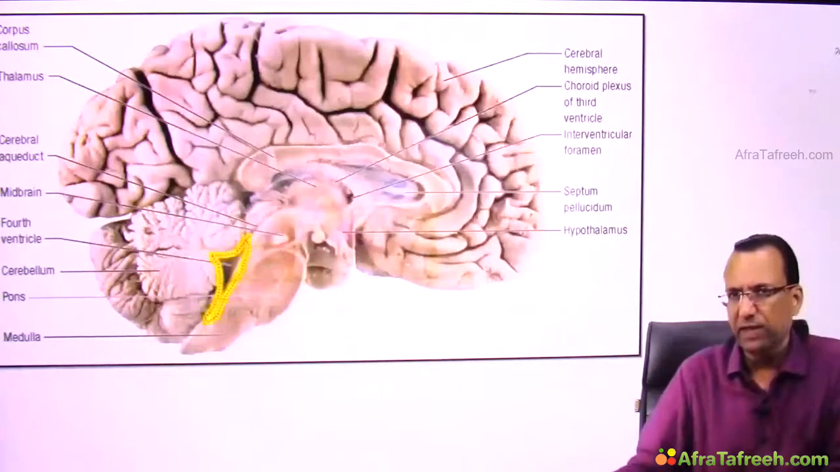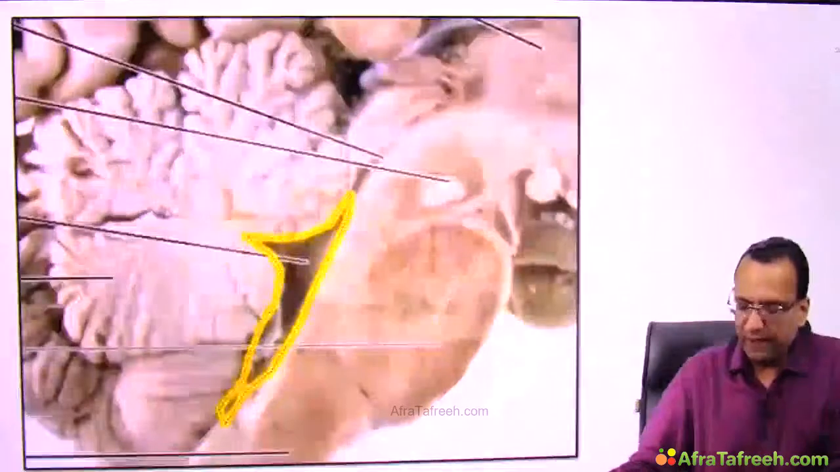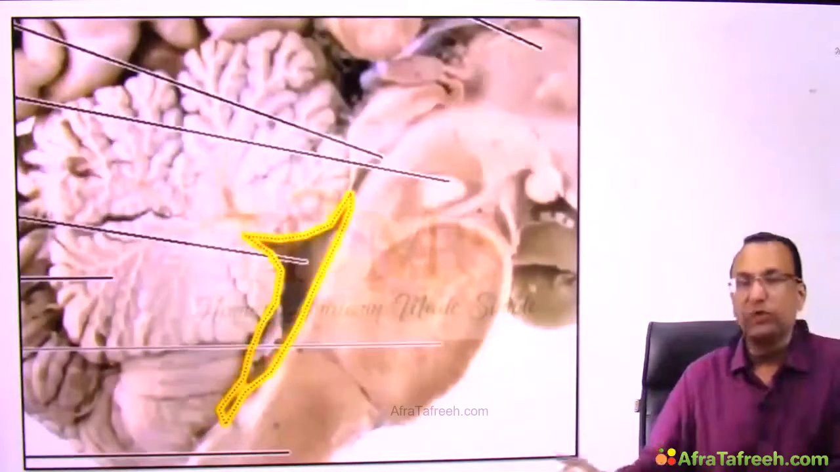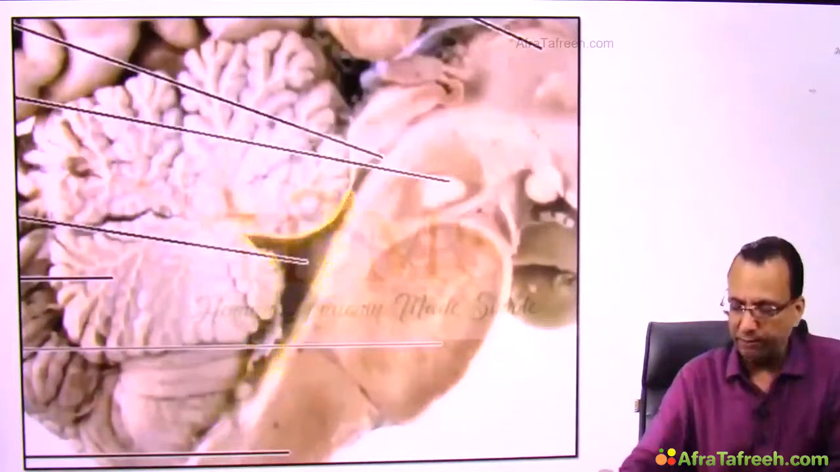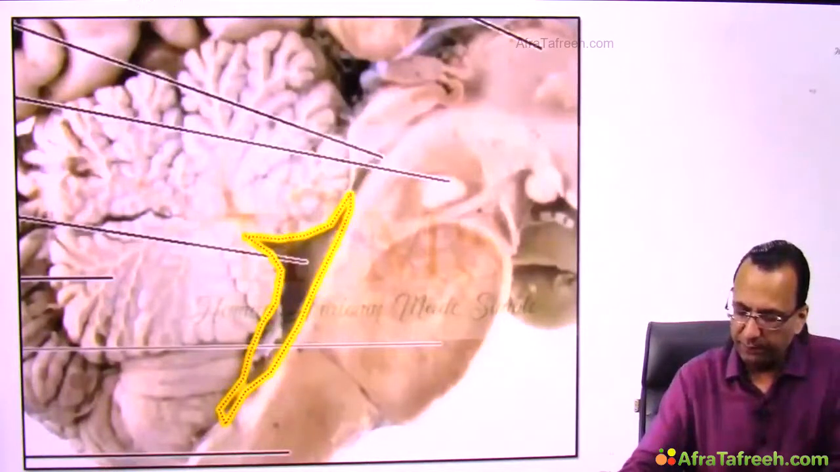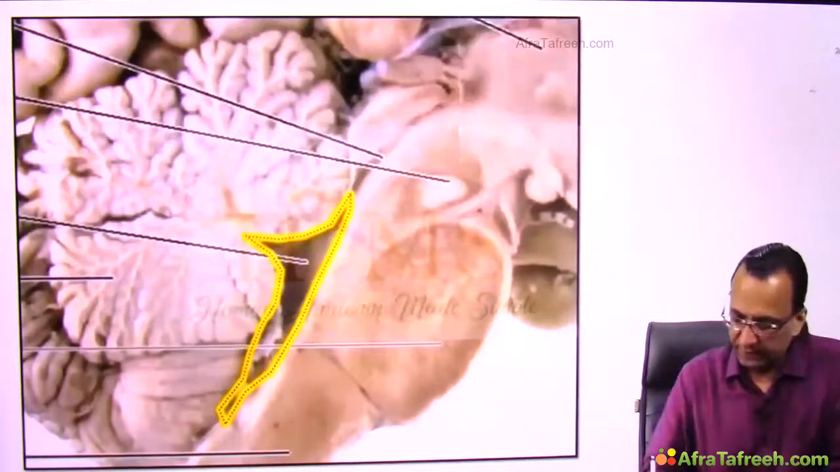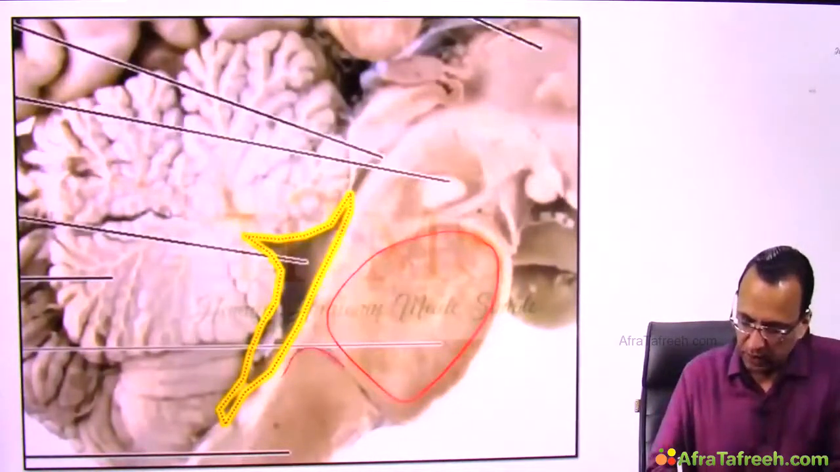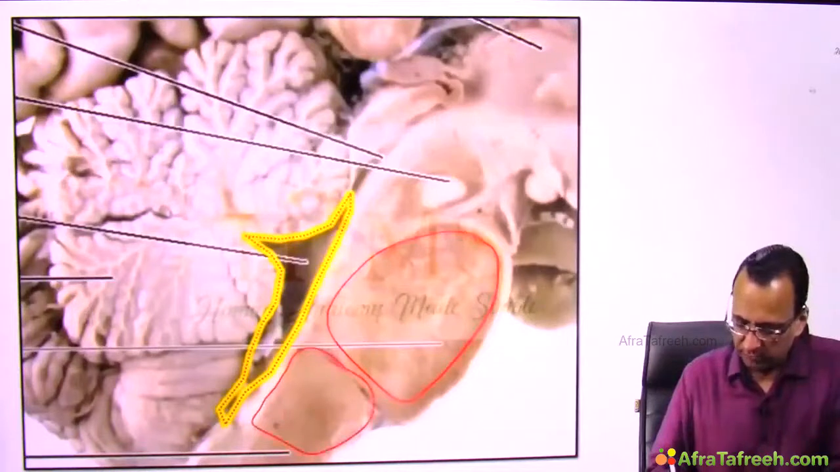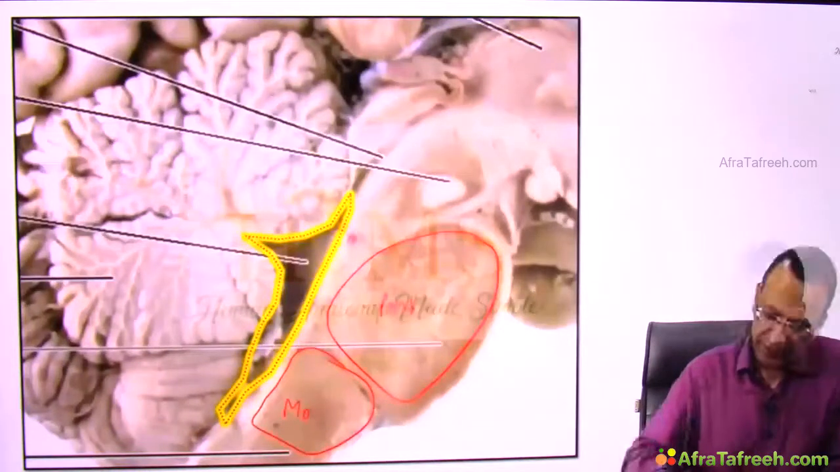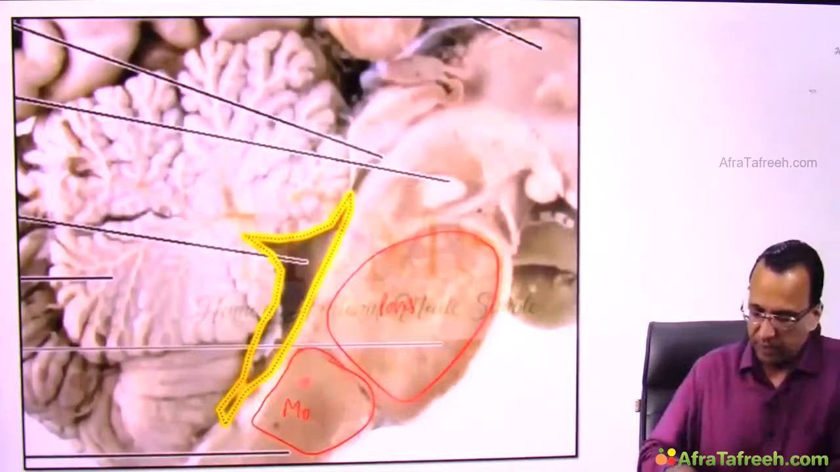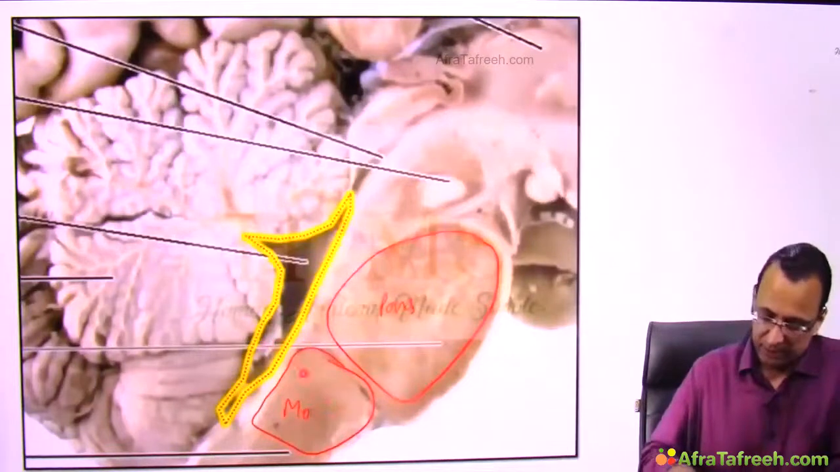Let us magnify the diagram. You find that when we are talking about the fourth ventricle, what is going to be the floor is in fact the pons, and along with the pons you will also find the upper half of the medulla oblongata. It is the dorsal view of the pons and also the dorsal view of the upper half of medulla oblongata.